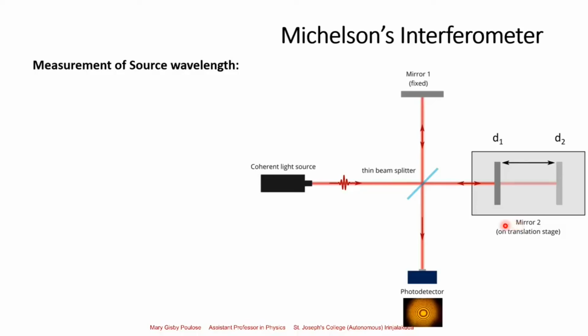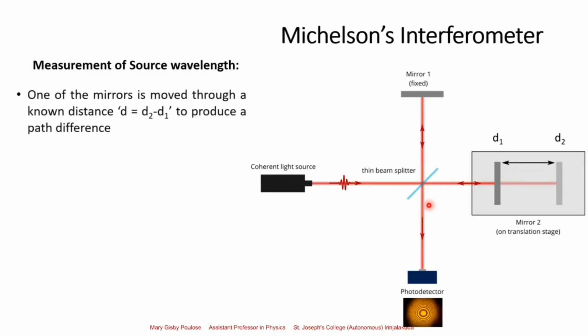Now here I have mentioned that let this path be the reference beam and this path be the object beam. Now we do certain measurements using the object beam. One of the mirrors, that is, in this figure, the mirror M2, is moved through a known distance d, that is d2 minus d1, to produce a path difference. So if initially the mirror M2 was at a distance of d1, it is shifted to a distance d2 using a micrometer.